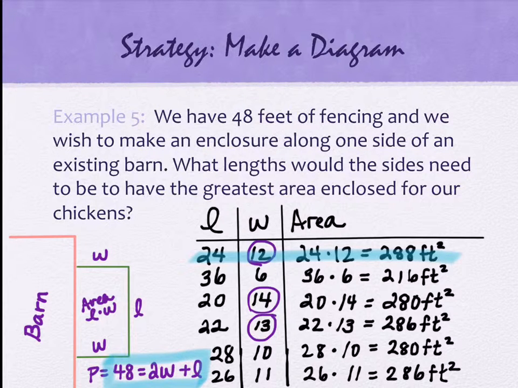We need to make sure we answer the question that was asked. It says, what lengths would the sides need to be to have the greatest area enclosed for our chickens? So the lengths of the sides is what it's asking for. So what are the lengths of my sides? 24 feet? 12 feet and 12 feet.